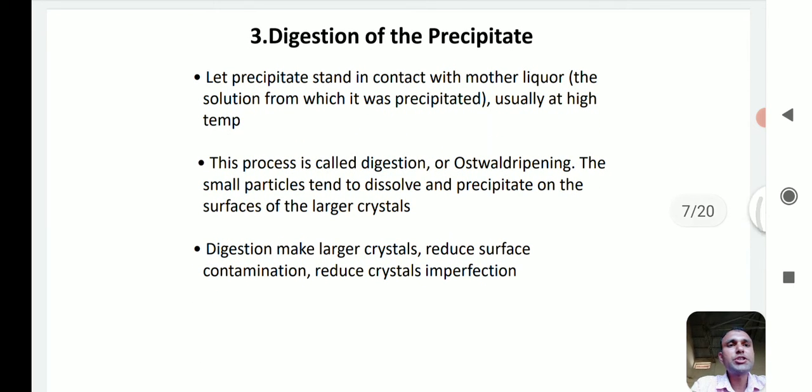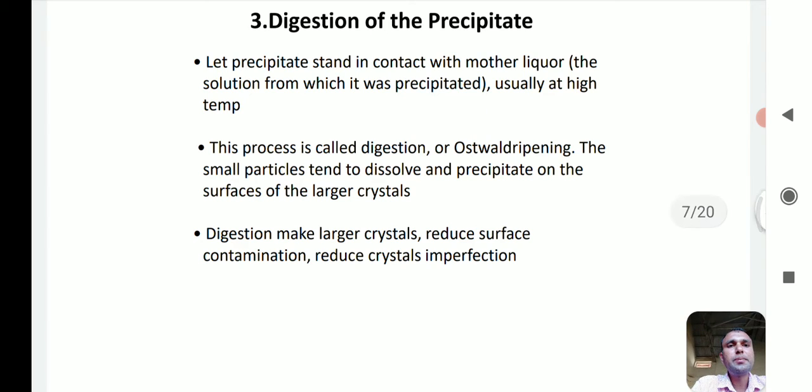The digestion of the precipitate. In digestion, let the precipitate stand in contact with the mother liquor. What is mother liquor? It is the solution from which it was precipitated, usually at high temperature. So it should be kept for digestion at high temperature. It should not be boiled. It should be heated. This process is called digestion or Ostwald ripening.